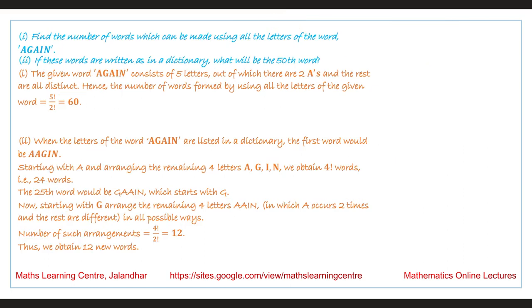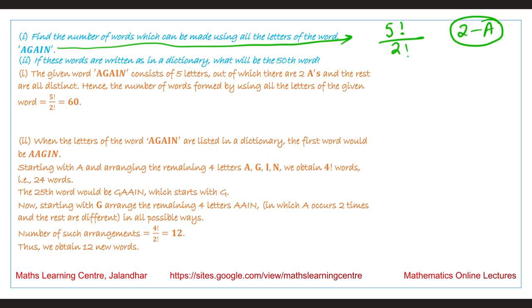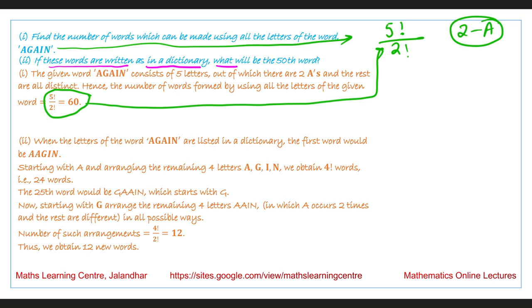Next is to find the number of words which can be made using the letters of the word AGAIN. The total alphabets are 5, so it is 5 factorial divided by 2 factorial, as A is repeated twice. On solving this, the answer we obtain is 60. Next, if these words are written as in a dictionary, what will be the 50th word?